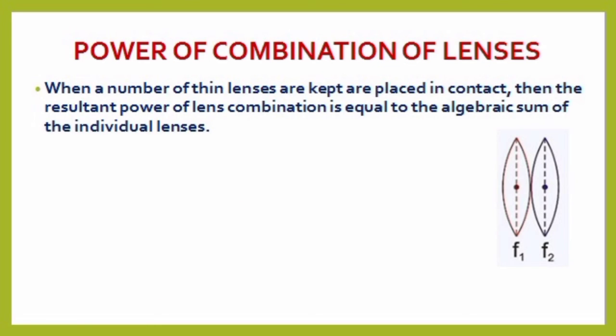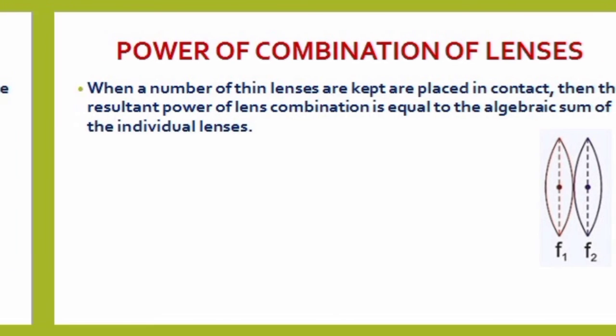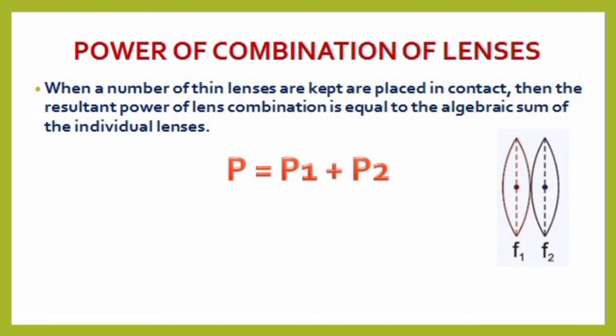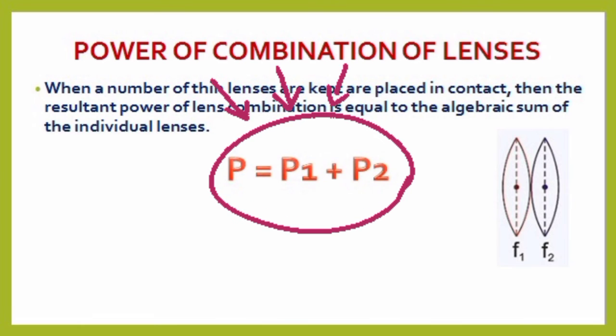If a number of thin lenses are placed in contact, then the resultant power of the lens combination is equal to the sum of the powers of individual lenses. That means, if two lenses of focal length f1 and f2 are kept together, then the power will be P1 plus P2.